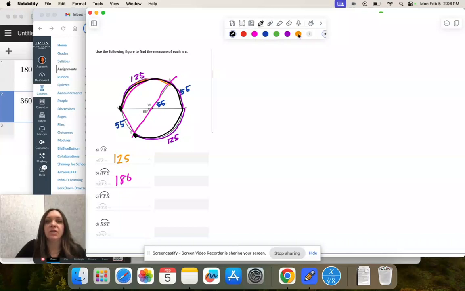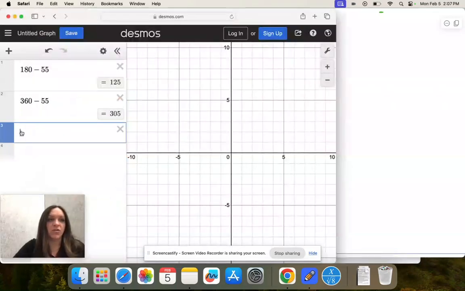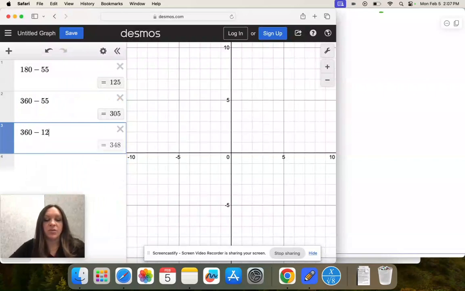And then last one. Was 305? RST. So where's R? Where's S? And then T's this way. So we're going this way. R, S, T. So that's the whole circle minus this chunk of 125. So I'm going to do 360 minus 125, which is 235.